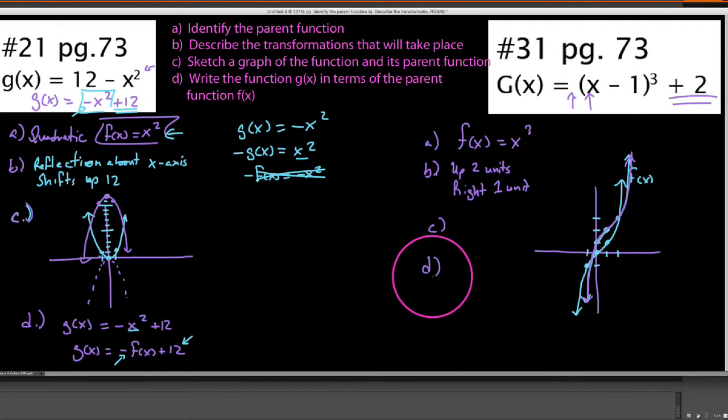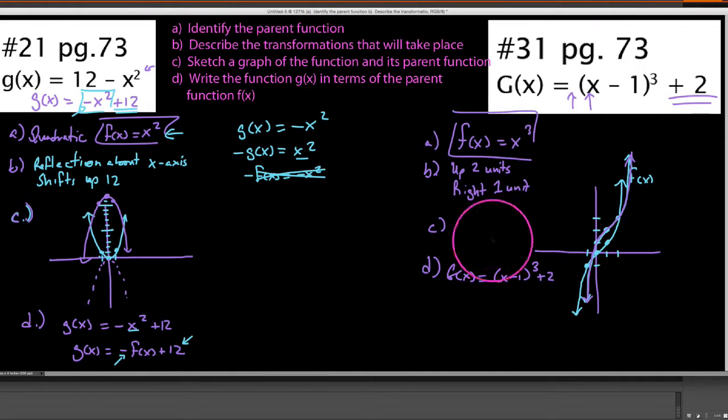So our last task here is to rewrite g of x, which is this x minus 1 cubed plus 2, in terms of our original f of x. Now, here's the deal. I have x cubed in the parent function, but down here I have x minus 1 cubed. So how could I rewrite this in terms of f of x to get an x minus 1 there? What we're really saying is this. We'll really say that this is f of x minus 1, where if we were to plug in x minus 1 into the original function, it would become x minus 1 cubed, and we say plus 2.